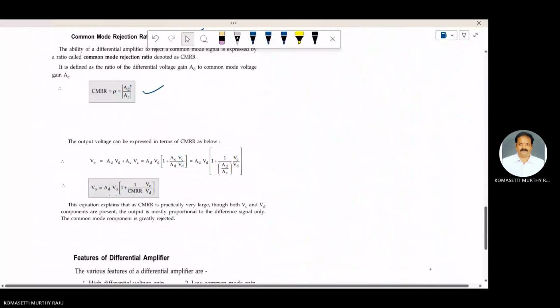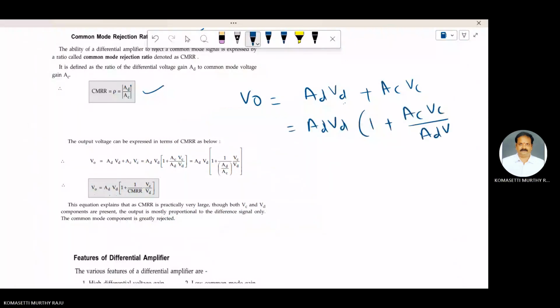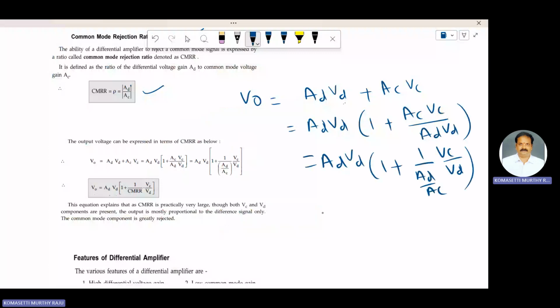We know that the output voltage can be expressed in terms of CMRR as below. V0 is equal to AD VD due to the differential signal plus AC VC due to the common mode signal. The common term is AD VD, 1 plus AC VC by AD VD. That is equal to AD VD, 1 plus VC by VD, 1 by AD by AC. So AD VD, 1 plus, this is the common mode rejection ratio, VC by VD.